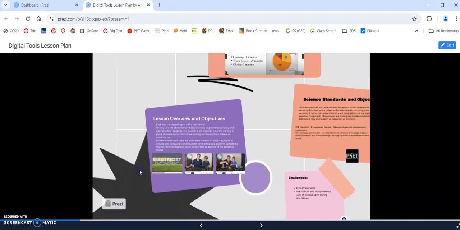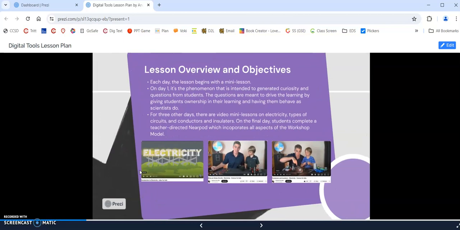Next is the lesson objectives and the overview. Each day the lesson began with a mini lesson. On day one, we started with a phenomenon where kids generated questions. They wrote them on sticky notes, and we created a question board, which we will and did reflect on as we went through the week.